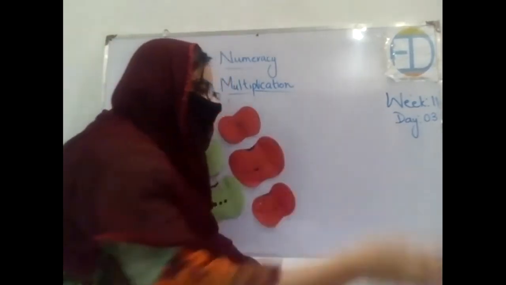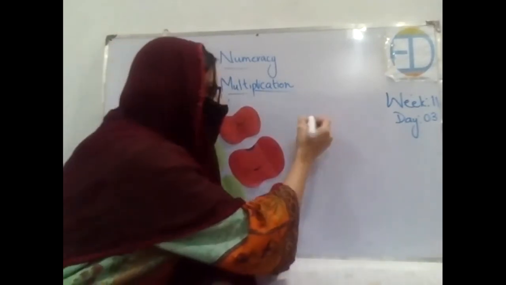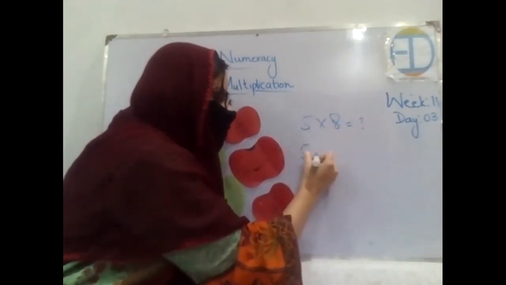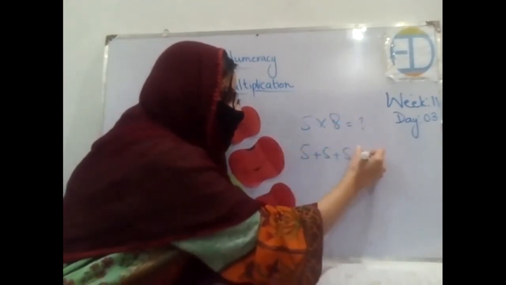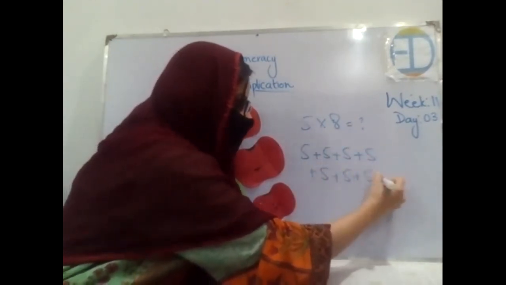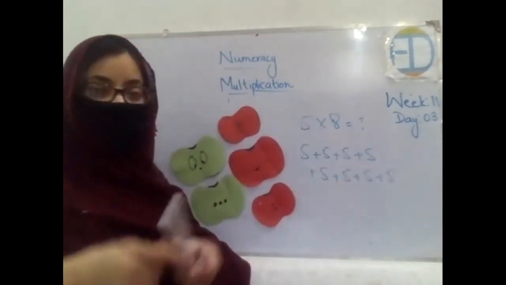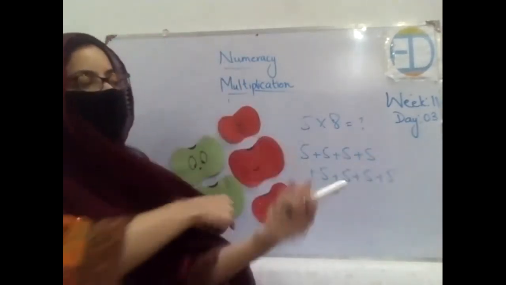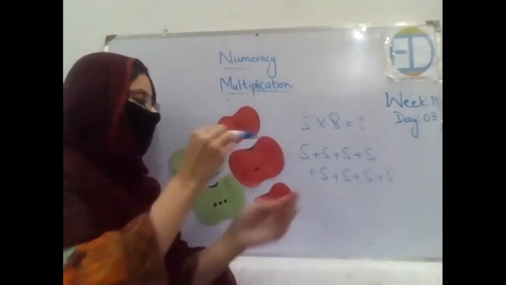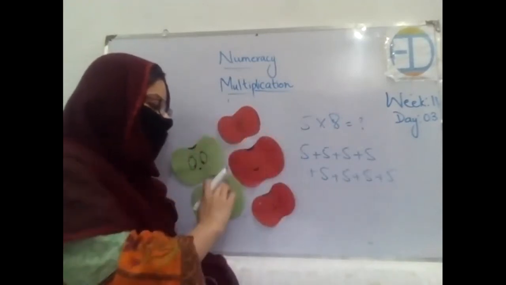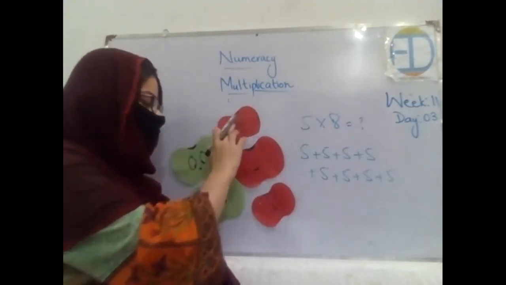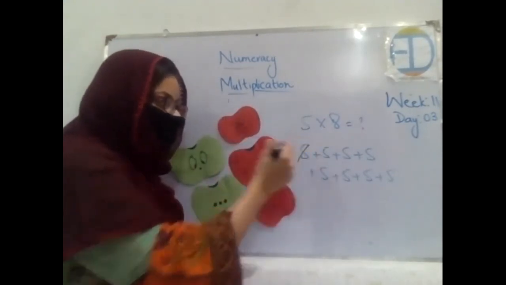Now look at the board again. Let's say I ask you to please find the answer of 5 times 8. This means that 5 plus 5 plus 5, 8 times, right? How many times 5? 8 times. Now let's start counting from here. We have a set of 5 apples. Let's start counting. 1, 2, 3, 4, 5. Let me use a different color marker. 1, 2, 3, 4, 5. Put a cross on it.